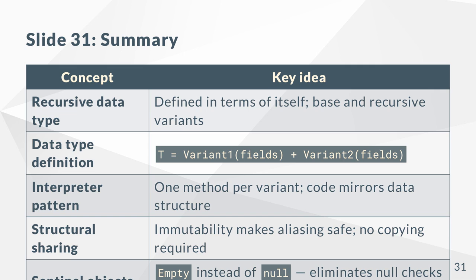Sentinel objects like empty eliminate null checks everywhere. Dynamic dispatch selects the method based on the object's dynamic type. And instead of instanceof, add observer operations to the interface. These ideas together form a powerful foundation for building complex, correct data structures.